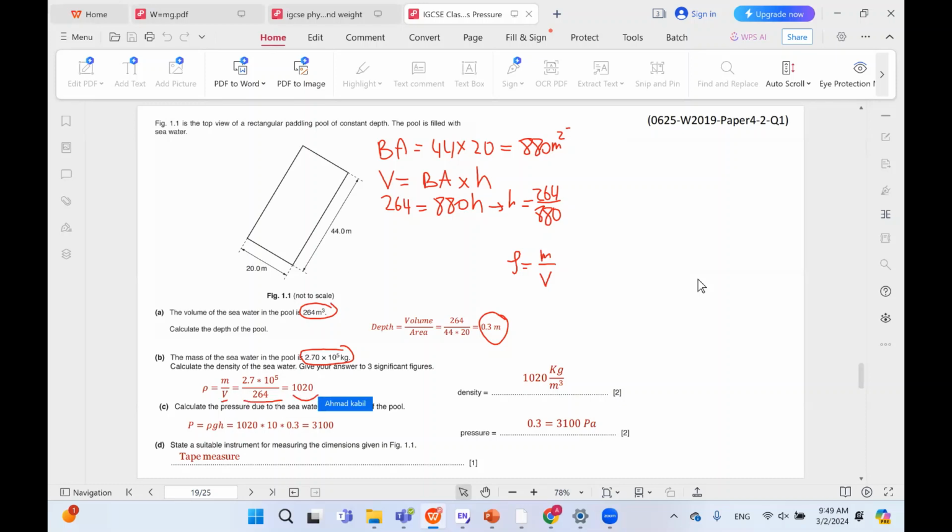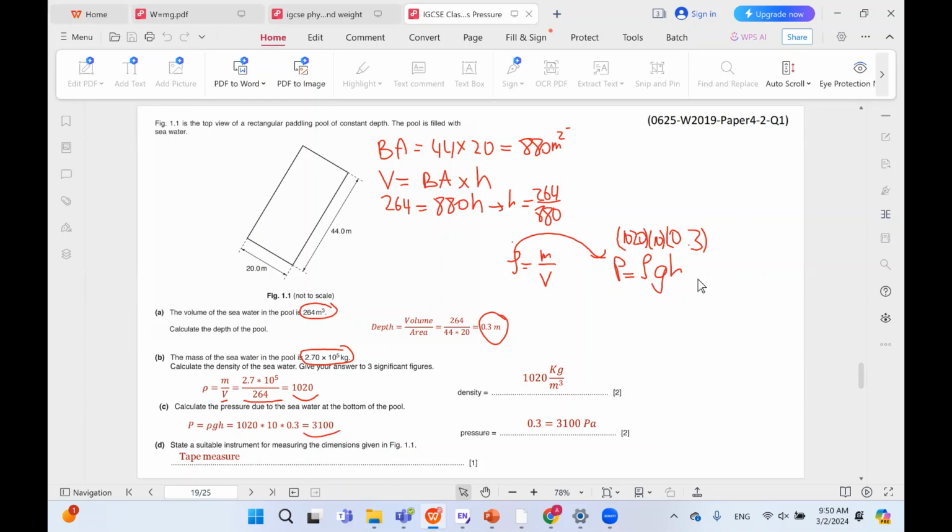And we calculate the density as 1020. In C, we are required to calculate the pressure due to the seawater at the bottom of the pool. So now that we have the density, we can use the value that we obtained for rho. We can write P equals rho g h. Since we have the depth of the pool already, which is 0.3, and we calculated the density, which is 1020, and gravity is equal to 10, you multiply these three by each other, and you find the answer here, which is 3,100 Pascal.